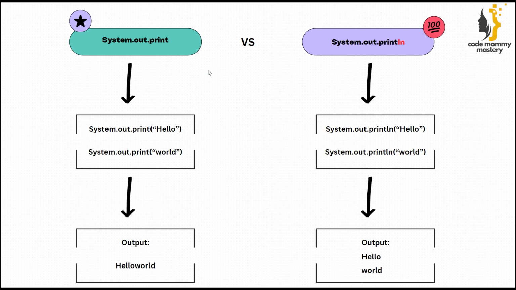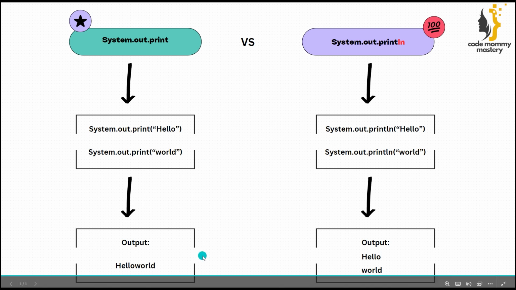System.out.print. This method is used to print text to the console without moving the cursor to the next line. It prints the text and keeps the cursor on the same line. If you use System.out.print multiple times consecutively, the output will appear on the same line. So, in this example, hello and world will be printed on the same line.